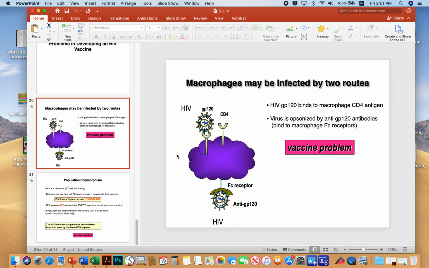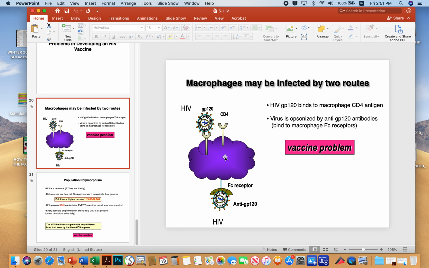In this particular case, macrophages may be infected by 2 routes. And so here's HIV, here's GP120 binding to the macrophage. So HIV GP120 binds to the macrophage CD4 antigen. The virus, however, is opsonized by anti-GP120 antibodies. And so in this particular case, imagine the virus gets coated with antibodies. That allows this macrophage to more efficiently eat the HIV particles and take them in.